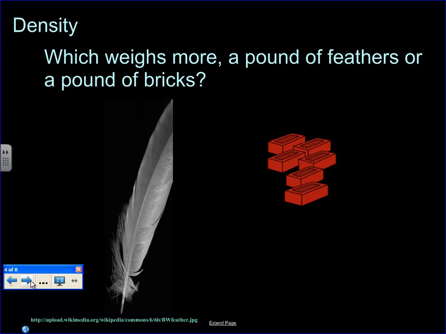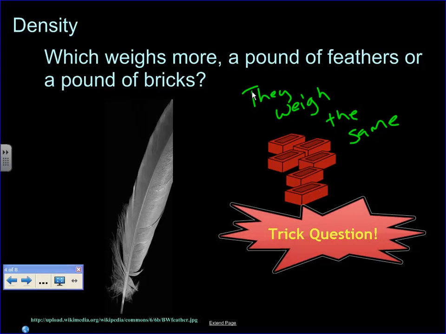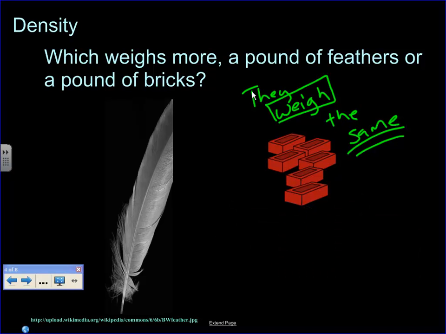Okay, so let's jump into density real quick. This is one of these like sort of trick question joke things. Which weighs more, a pound of feathers or a pound of bricks? Well, if you think about it for a minute, what does the question say? It says a pound of feathers and a pound of bricks. They weigh the same amount. It's a trick question because the difference is you would need a lot of feathers to make up a pound, but you'd only need maybe one brick, maybe not even a full brick, to make a pound.